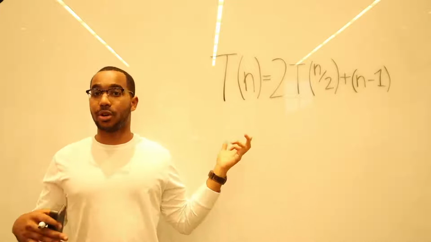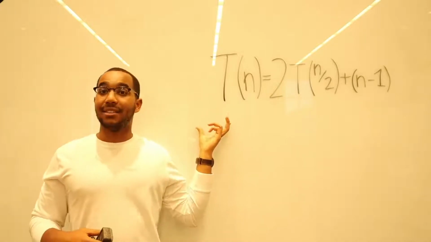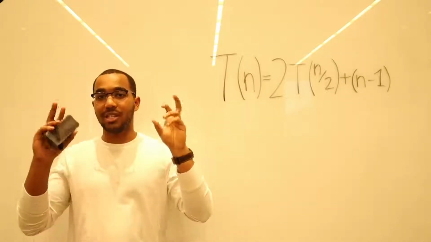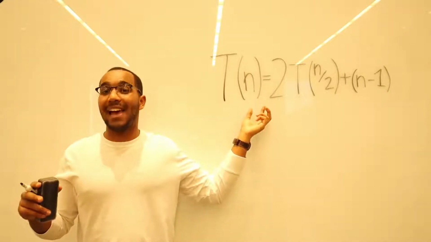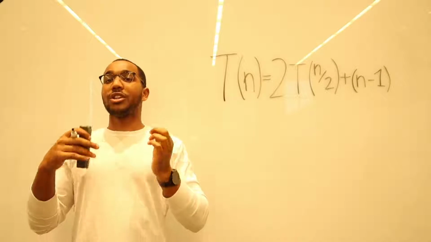So what we have here is a recurrence. A recurrence has the function. Here it's just T of n. It's the work done given an input of size n. This is not the overarching n.